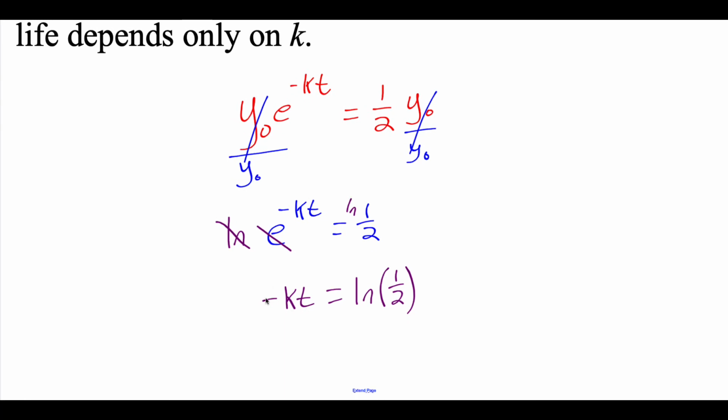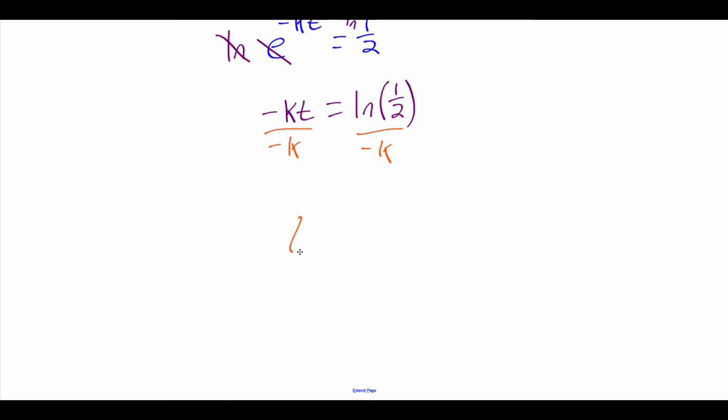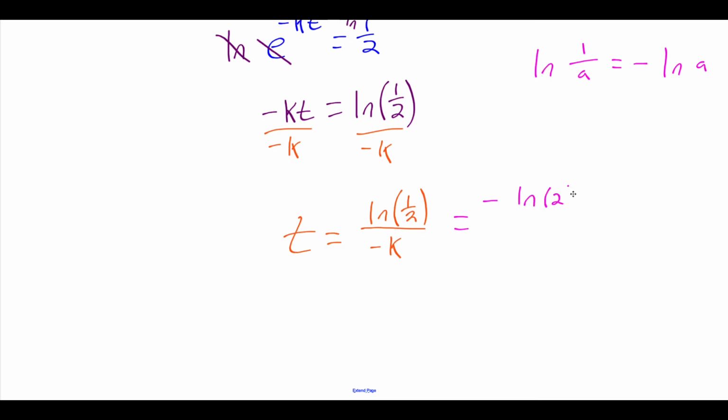Our goal is to get t alone, so to get rid of that negative k attached to the t, I'm going to divide both sides by negative k. Then t, or the time, is equal to the natural log of 1/2 divided by negative k. There's a little more manipulation we can do. If you've got the natural log of 1 over some number, you can change that to the natural log of just that number, but you need to make it negative. So we can rewrite the numerator as negative natural log of 2, and if we're dividing that by negative k, the double negative turns positive. For our final answer, t is equal to the natural log of 2 divided by that k value, the decay constant.